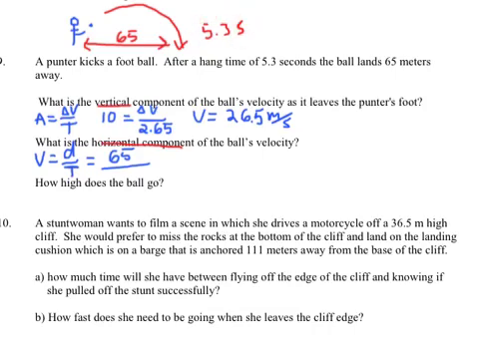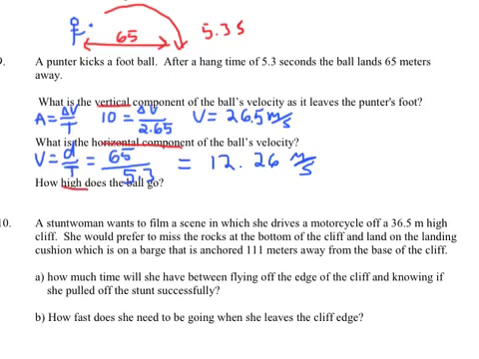So that's the tricky thing about these up-down problems. The vertical velocity goes to 0 at the apex. The horizontal velocity stays the same the whole way across. So I have to use the whole time of 5.3 seconds. So 65 divided by 5.3 gives me a horizontal velocity of 12.26 meters per second. Sorry, I'm not doing a very good job with my significant figures there. I should just say 12 meters per second.